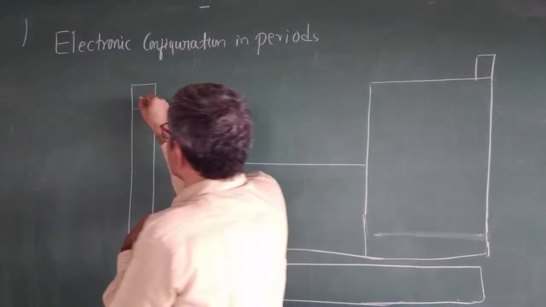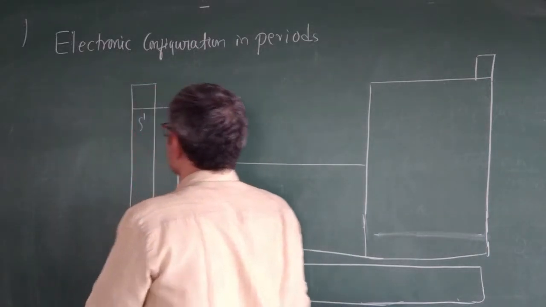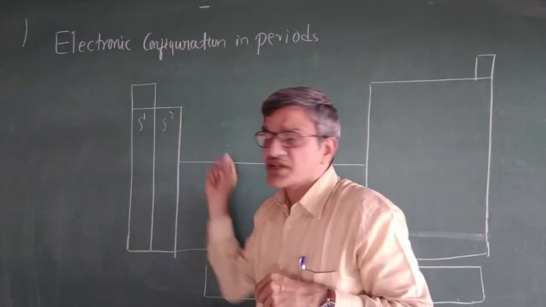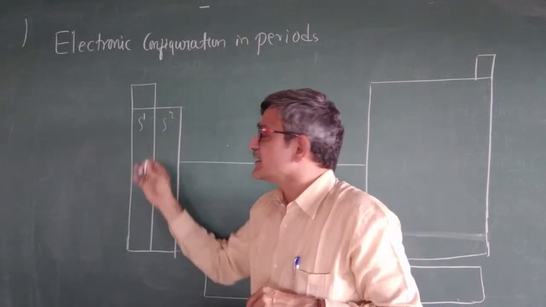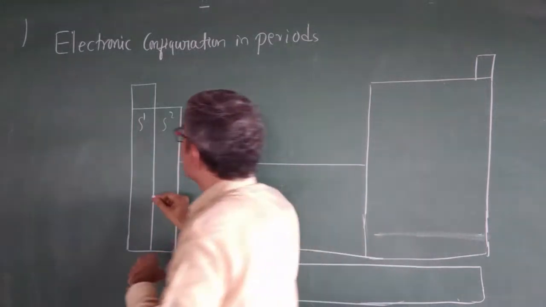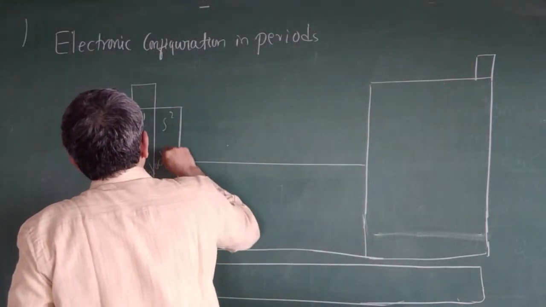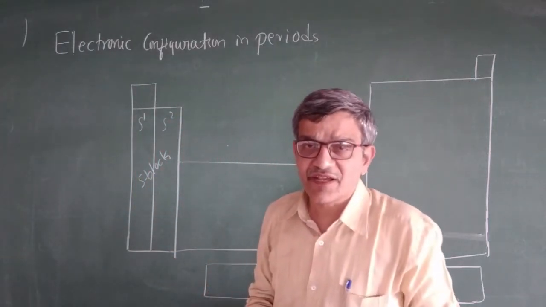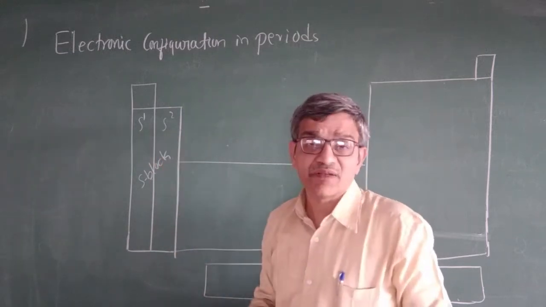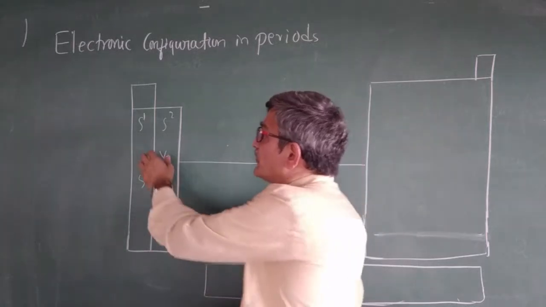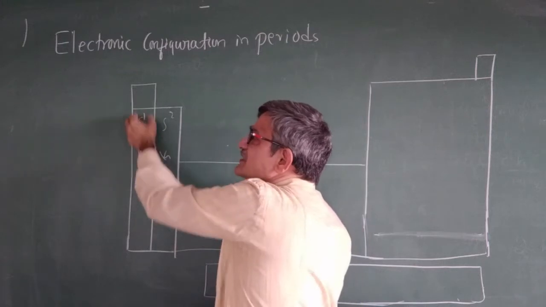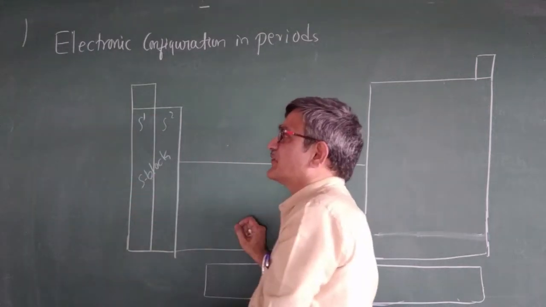It is ns1. Then for the second group the general electronic configuration is ns2. Since in both the outermost electrons enter the s orbital, they are called s block elements. Why are they called s block elements? Because the outermost electrons are entering into the s orbital. So the first and second groups are s block elements, classified based on the general electronic configuration.